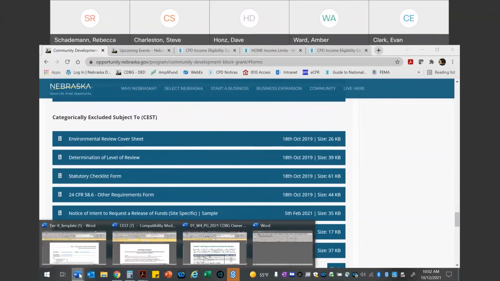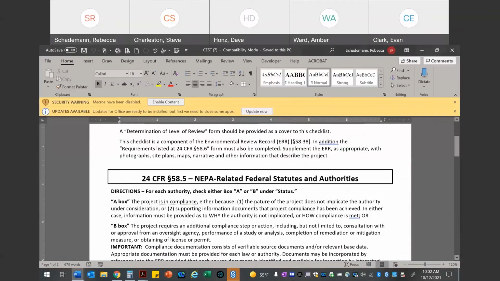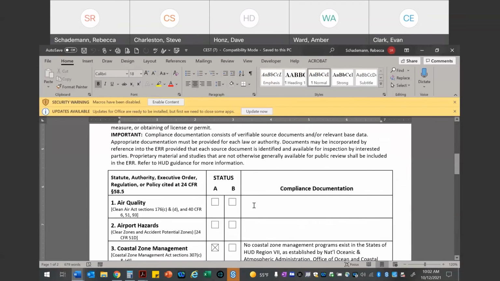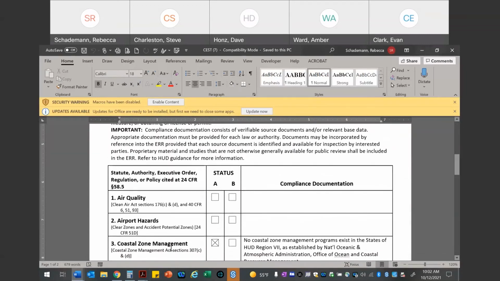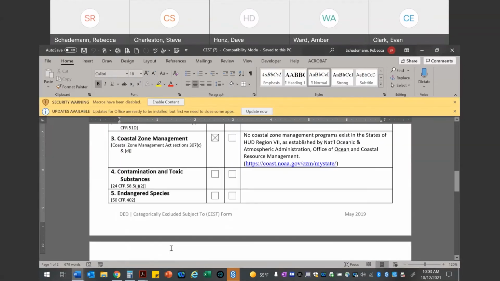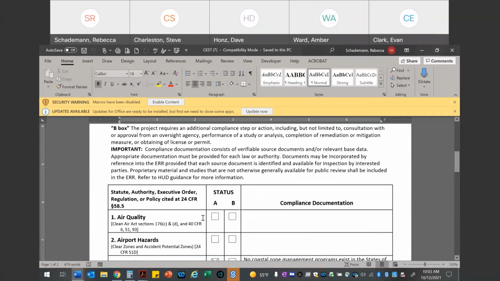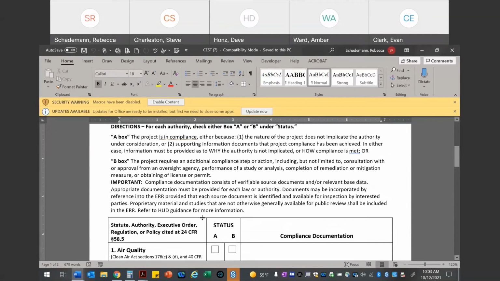So I'm going to pull up an example of the statutory checklist because we went really quickly over this at the end of it because we were running out of time. So here is what the statutory checklist looks like for a CEST. And you'll notice that there are 14 regulations within here. And you have to identify the impact the project has related to that regulation. So Steve mentioned during his presentation last week, you'll check either box A or box B.